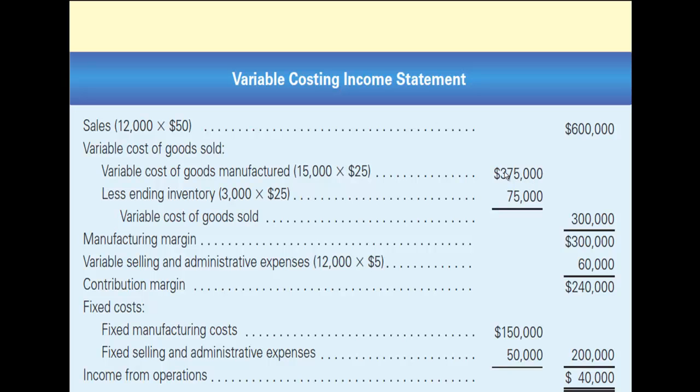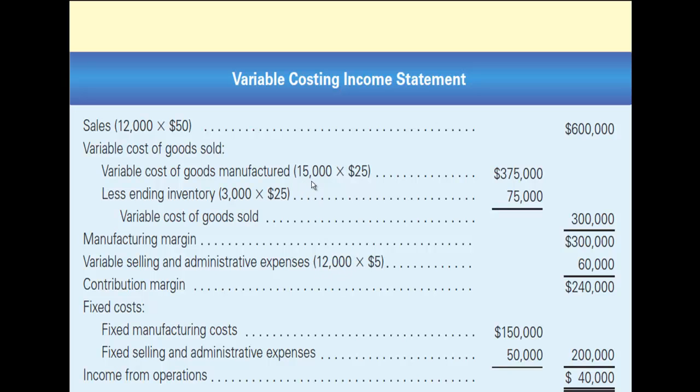So the amount that we had available to us minus the amount that we have left means it's the amount that we sold, right? If you take 12,000 and multiply it by 25, you'll get 300,000 as well. So the difference between those, instead of our gross profit, we call this the manufacturing margin. From that, we're going to subtract out any variable selling and administrative expenses. Remember, those were $5, and 12,000 was the amount of units sold.